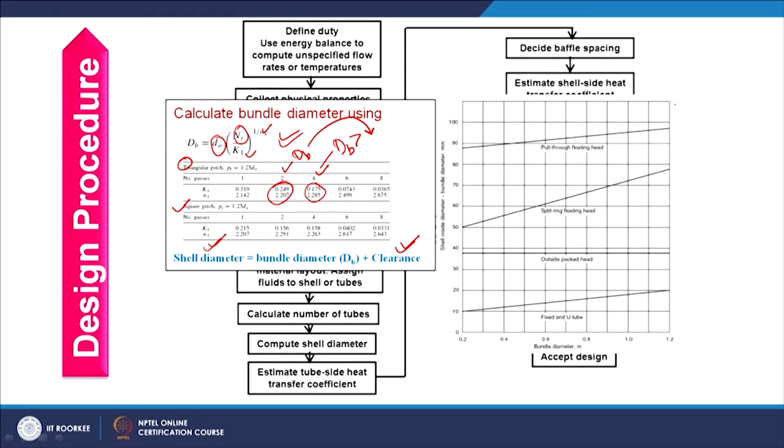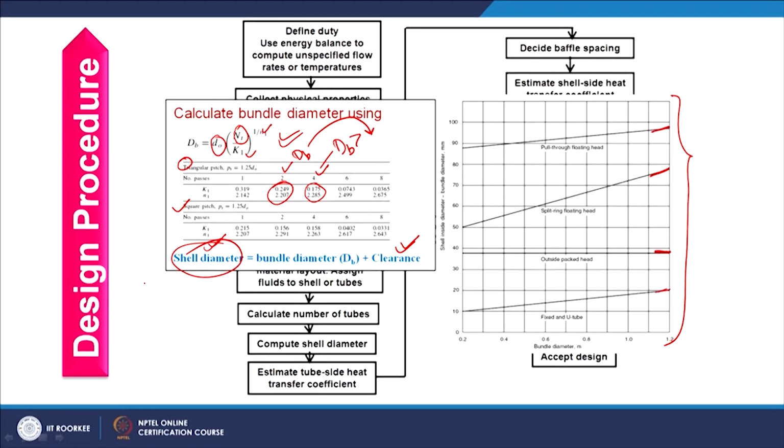Now, once you have the bundle diameter, you can calculate the shell dia considering clearance. And the clearance you can see from this graph, where you locate the type of heat exchanger you are using and find out the clearance value, and then you can calculate the shell dia.